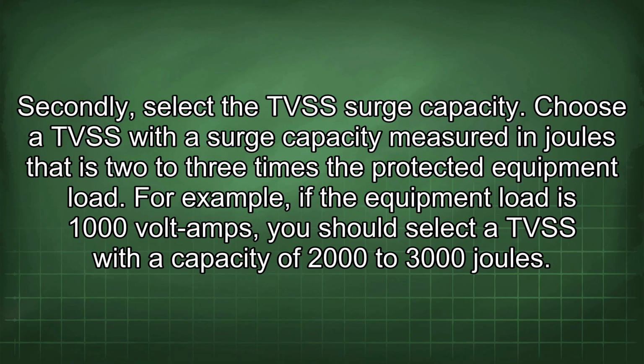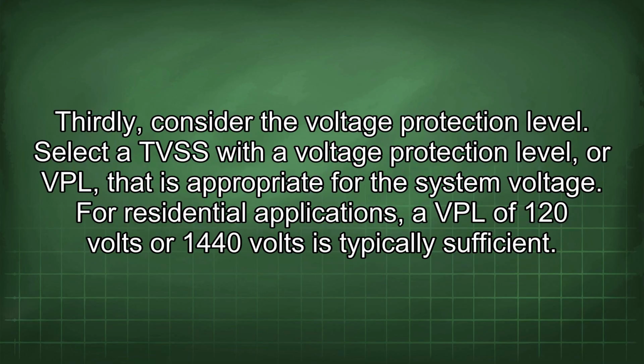Secondly, select the TVSS surge capacity. Choose a TVSS with a surge capacity measured in joules that is 2 to 3 times the protected equipment load. For example, if the equipment load is 1000 volt-amps, you should select a TVSS with a capacity of 2000 to 3000 joules.